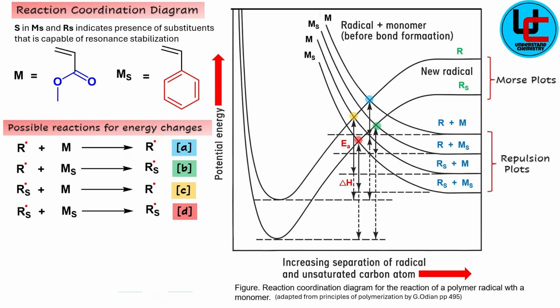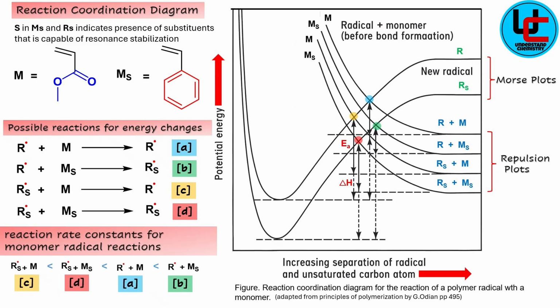Reaction D corresponds to intersection highlighted in red. In this case, both radical and monomer are substituted. While MS helps slightly, the overall reactivity is still low due to steric hindrance and radical stability. Now, the order of reaction rate constant is shown here. This means reaction C is the slowest and reaction B is the fastest.